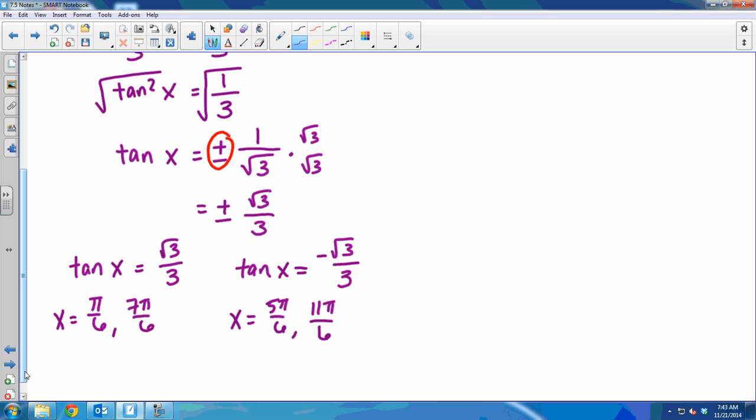So all of those answers are correct answers. If you only give me a few of them, you won't get full credit on the quiz. So you would have to have 4 answers to get full credit on your quiz. Again, that's just where tangent x is the square root of 3 over 3 and tangent x is the negative square root of 3 over 3.